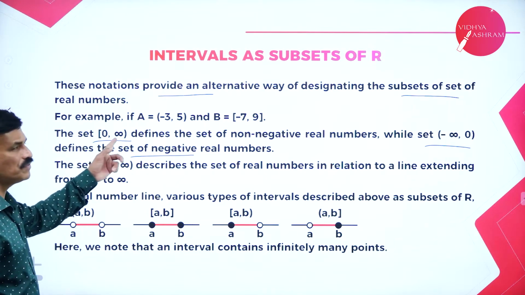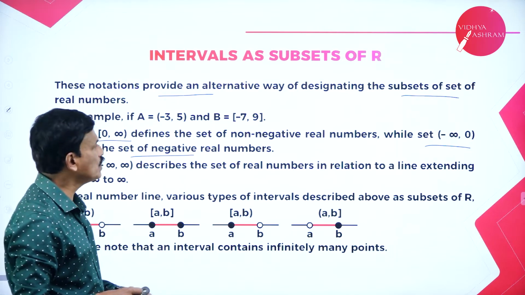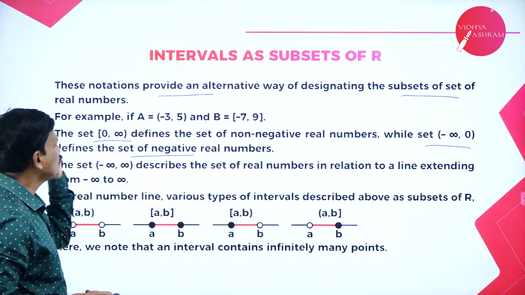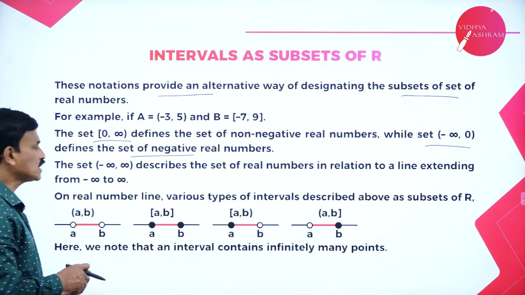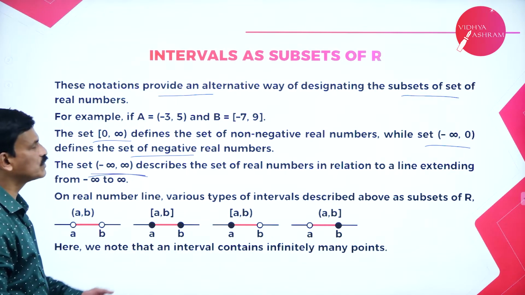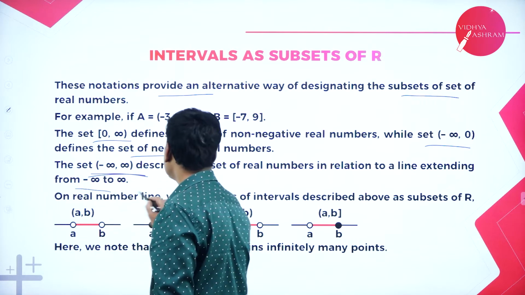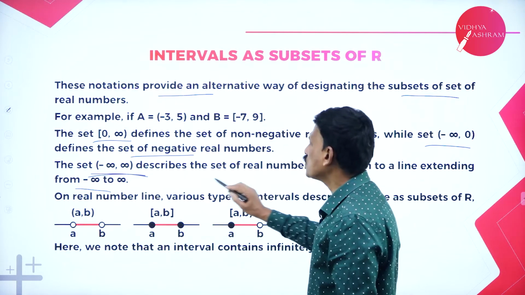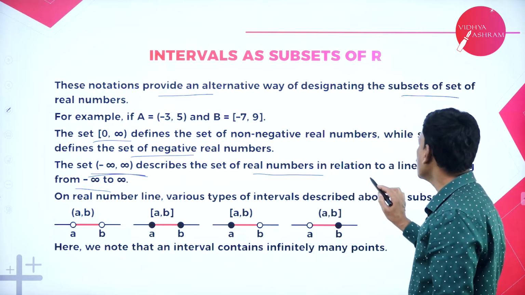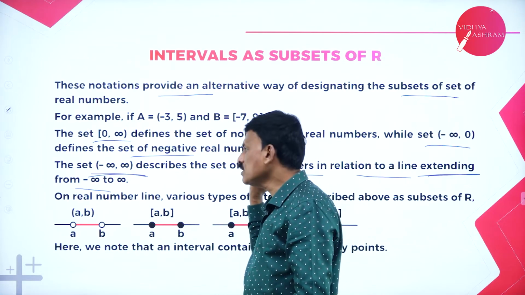So 0 to infinity represents the set of all non-negative real numbers, whereas the set minus infinity to 0 represents the set of all negative real numbers. Suppose the set contains minus infinity comma infinity. The set minus infinity comma infinity describes the set of all real numbers in relation to a line extending from minus infinity to plus infinity.